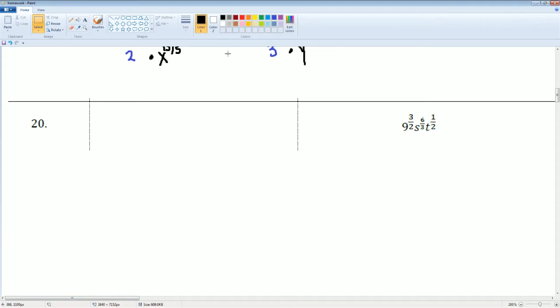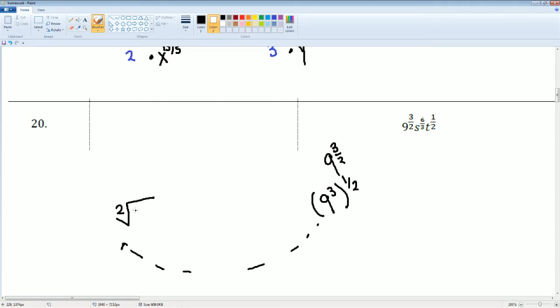All right, so let's do the first part, which is the 9 3 over 2. Okay, this can be written as 9 to the base 3 times 1/2. So in radical form, this one should look like radical 2 of 9 to the third power. Okay, now let's do this part. S6 over 3. That should simplify. That should become a 2, but whatever.